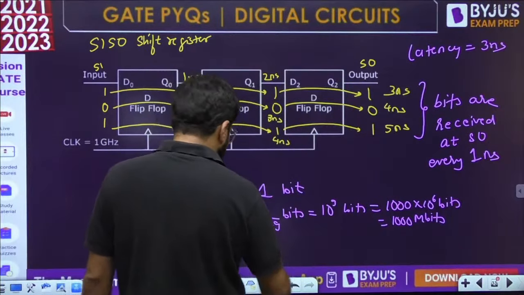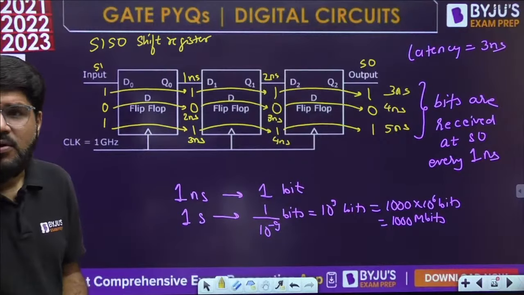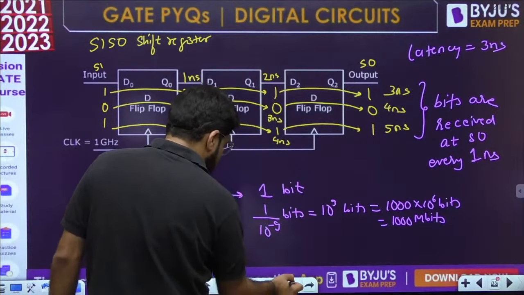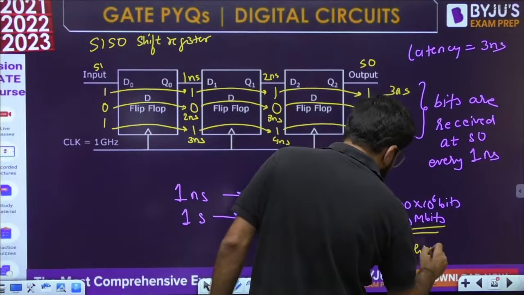So what is the throughput of the device? As I told you, number of bits passing per second. So I have the throughput as 1000 megabits per second.